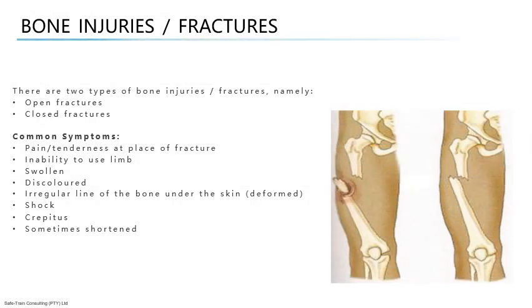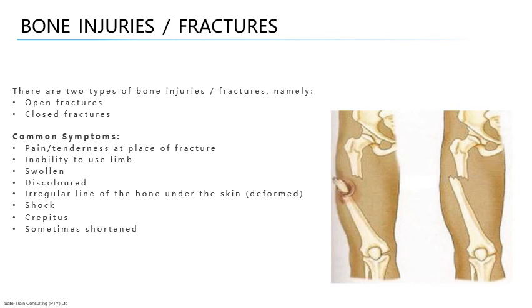Bone injuries or fractures. Fractures are classified as open and closed fractures. A fracture is when there is movement of the bone, where there should be no movement. There are two types of bone injuries or fractures, namely, open fractures: the broken bone tears through the skin, causing an open wound. Closed fractures: the skin is not broken.